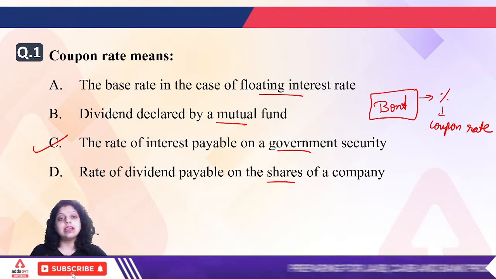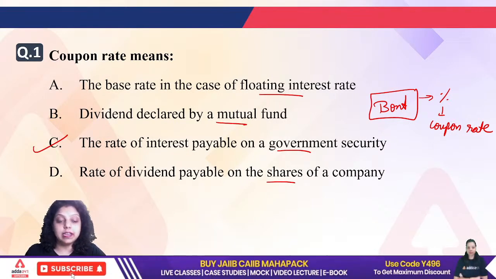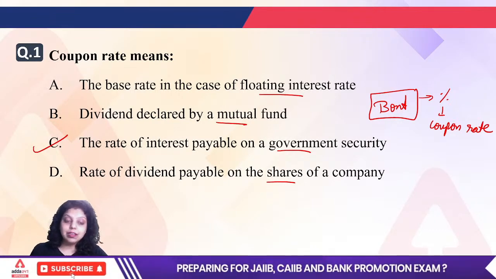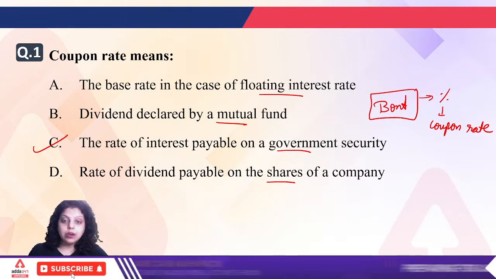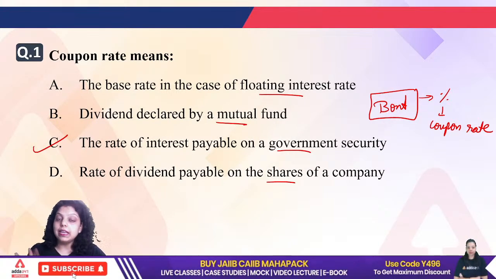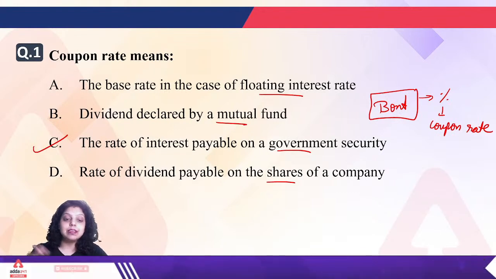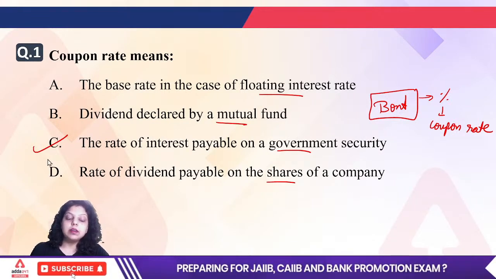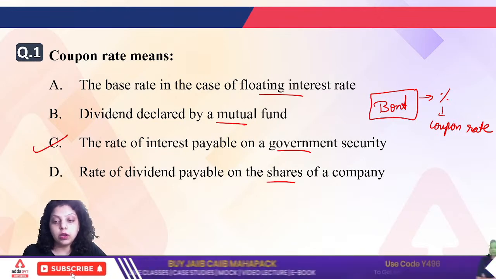There are certain terms related to bonds: par value, face value, discount value, coupon rate. These are the terms related to bonds, and bonds are government securities mainly issued by public sector undertakings. So the right answer will be C, the rate of interest payable on government securities.